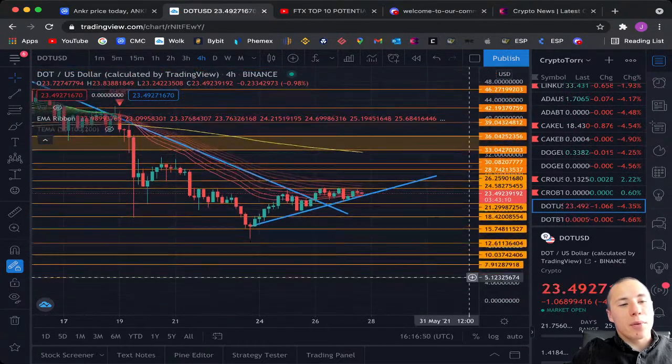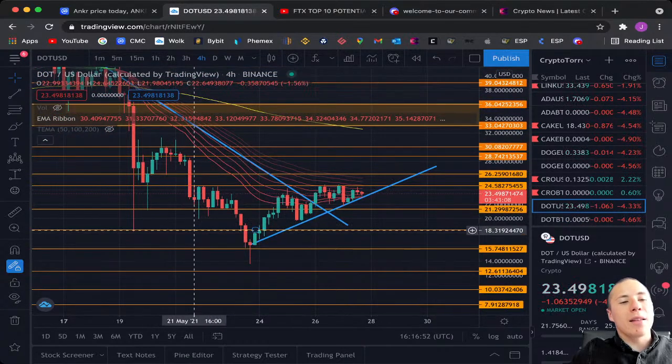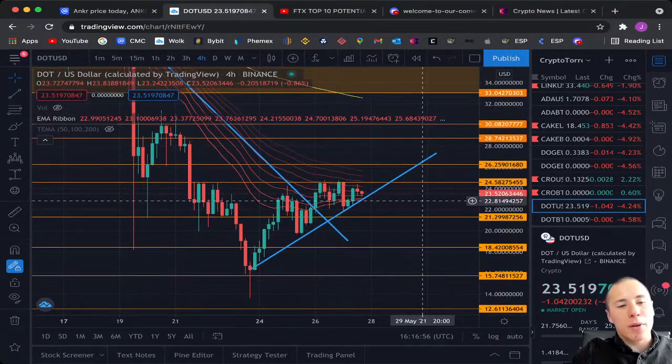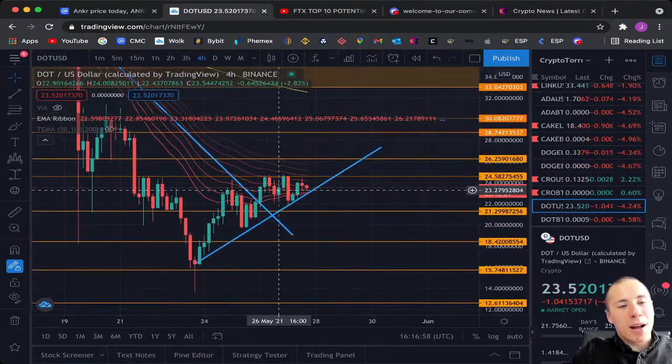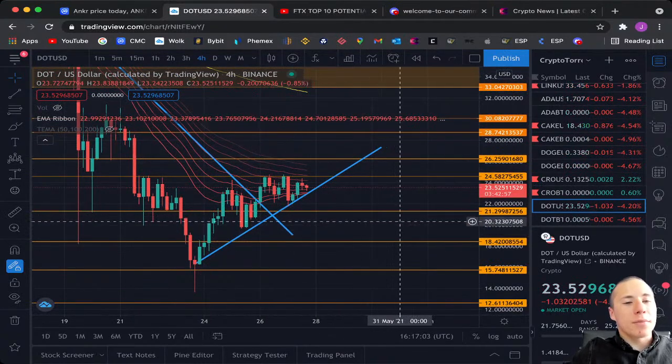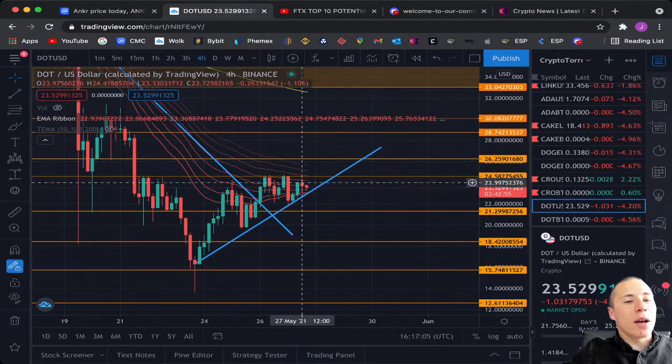So just to take a look at the EMA ribbon and what it is actually telling us, it is for the first time that Polkadot is able to not only enter the EMA ribbon, but to stay inside of the EMA ribbon and find support inside of it instead of overhead resistance. But as you can see, the EMA ribbon is still quite big.